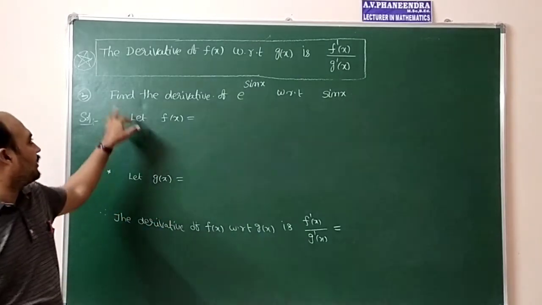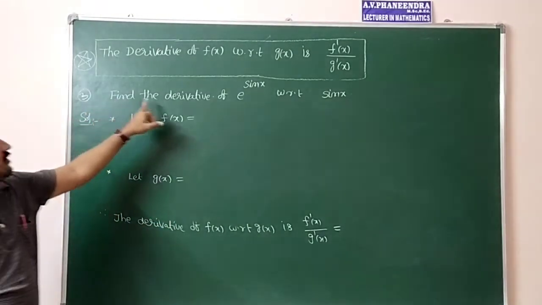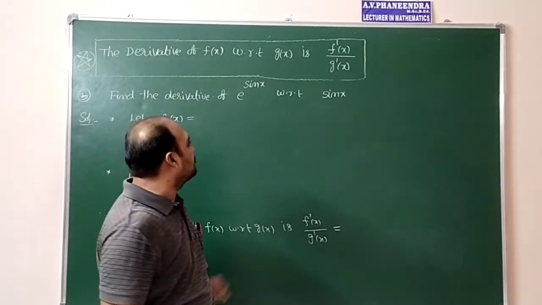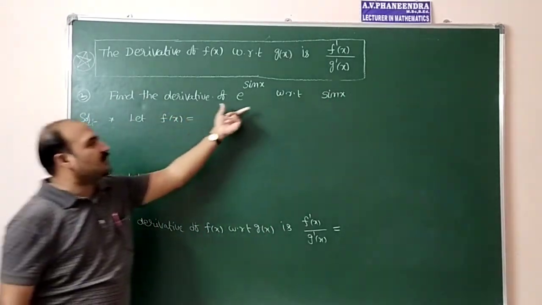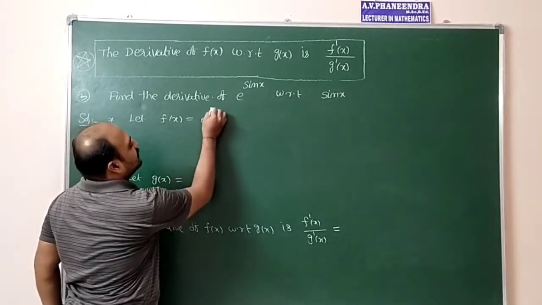See that question. Next question, question number 3. Find the derivative of e power sin x with respect to sin x. Let f of x equal to the first function we are considering, e power sin x.